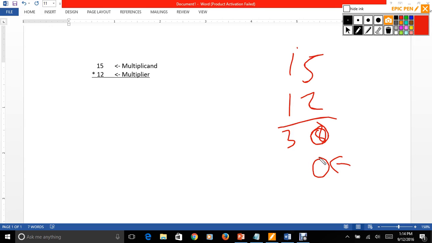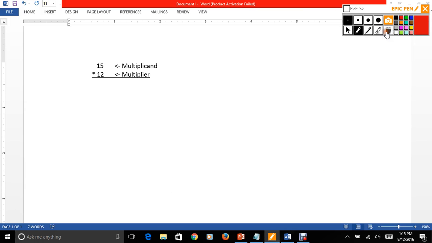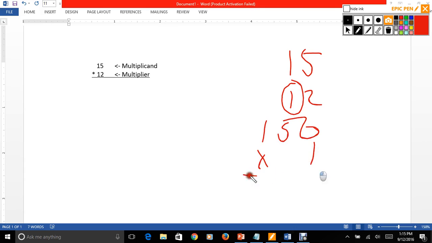Adding this 0, you see how it's going left? That's when you look in the algorithm, it's shift left. You're shifting the multiplicand left. Because what you're actually doing when you're multiplying 15 times 12 here and you're multiplying this 1 here is multiplying 150 times 1. So it's 150 times 1, and that gives you 150, of course, which then you add to 30, you get 180. So this is your shift left.